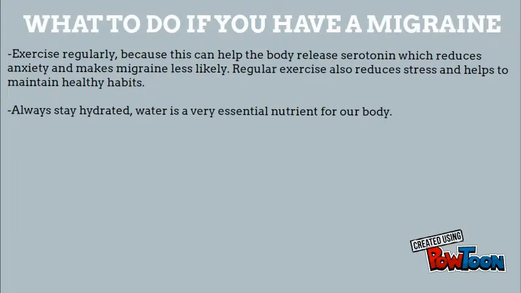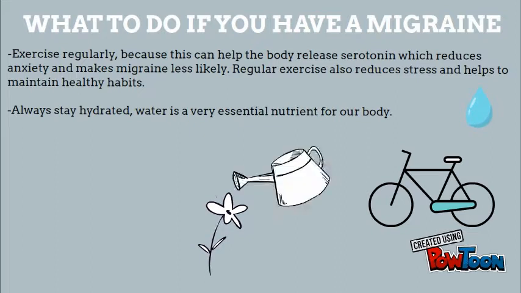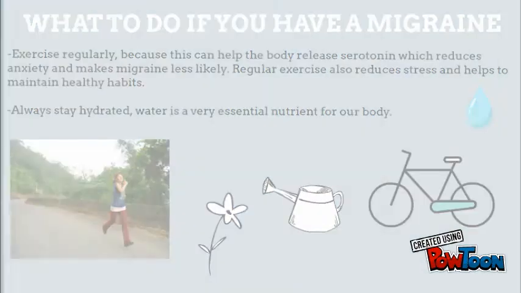What to do if you have a migraine? Exercise regularly because this can help the body release serotonin, which reduces anxiety and makes migraine less likely. Regular exercise also reduces stress and helps to maintain healthy habits. Always stay hydrated because water is a very essential nutrient for our body.